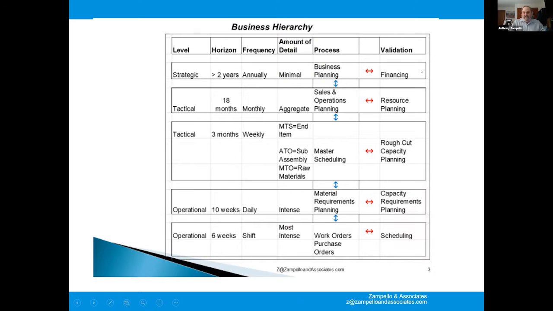So when we talk about a business hierarchy, there's different levels of processes that we go through to make this all work.